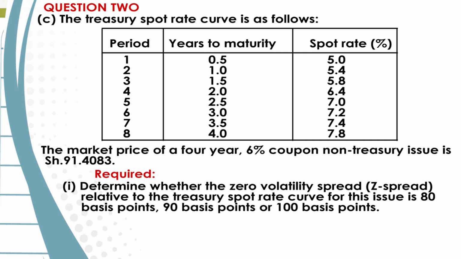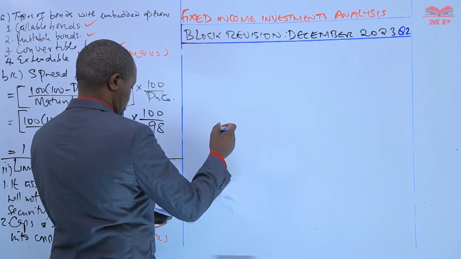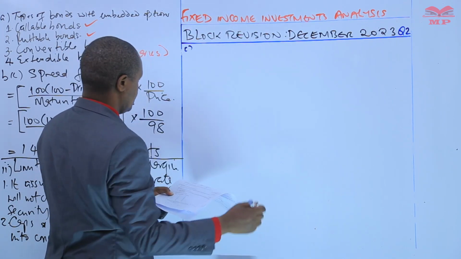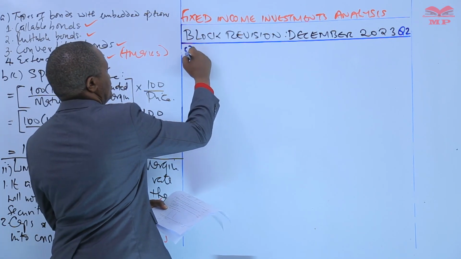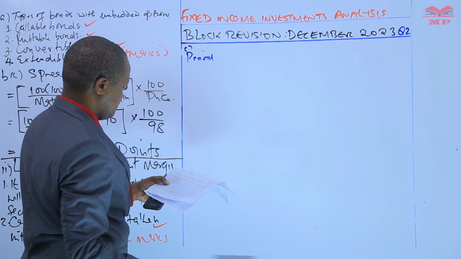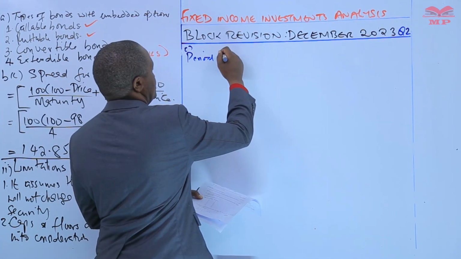So we're going to have the table, with the table provided in the question, the period. So we are at that point. You have a column for the period. You'll have a column for years to maturity.